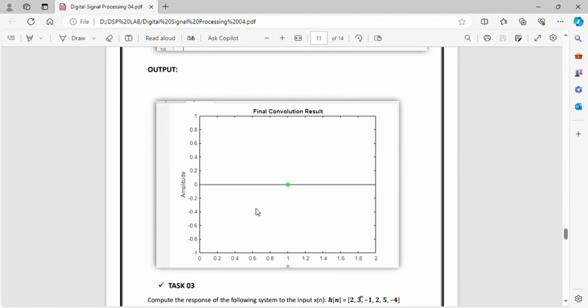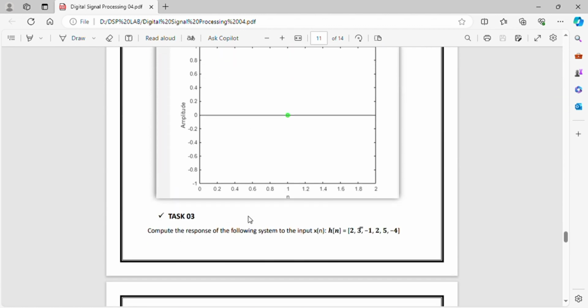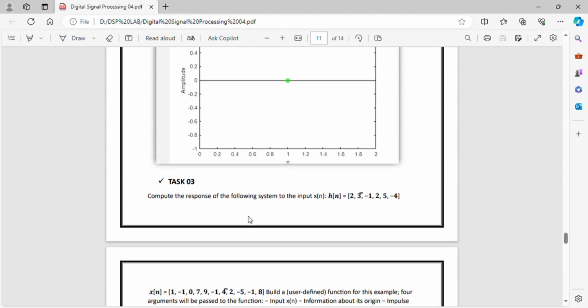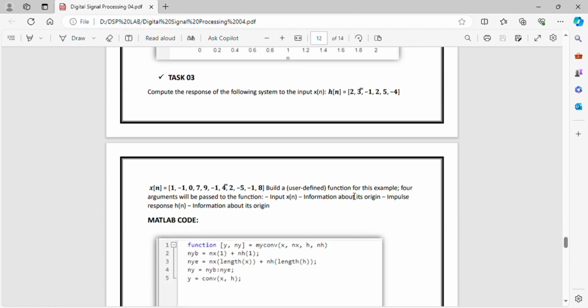The resulting output is the final convolution result. In task 3, compute the response of the following system, where the impulse response h[n] is given and x[n] is given, and build a function for this example. For example, 4 arguments will be passed: the input x[n] and information about its origin, and the impulse response h[n] and information about its origin. So it gives the information of h[n] and the information of x[n].